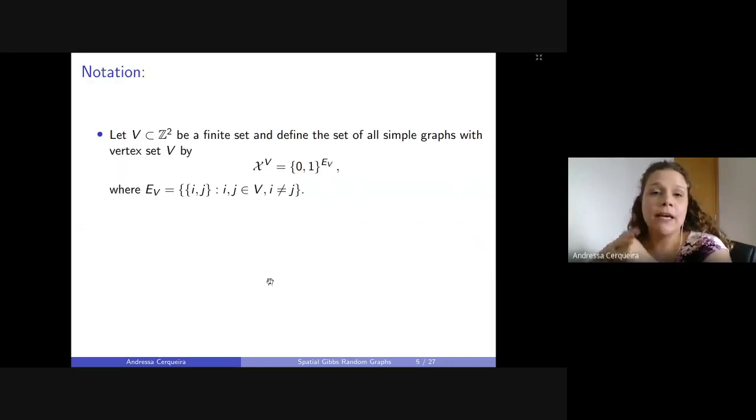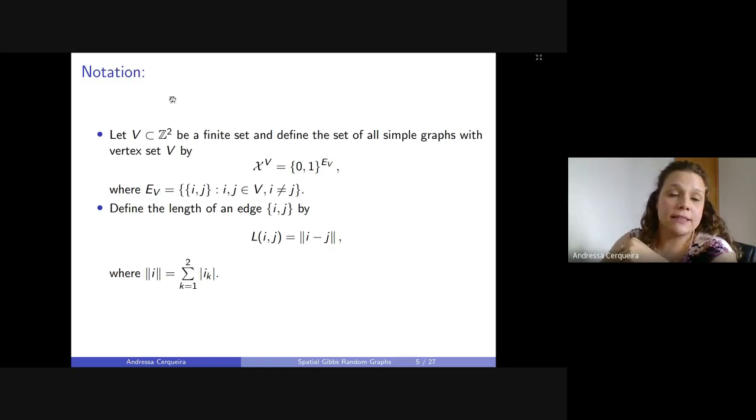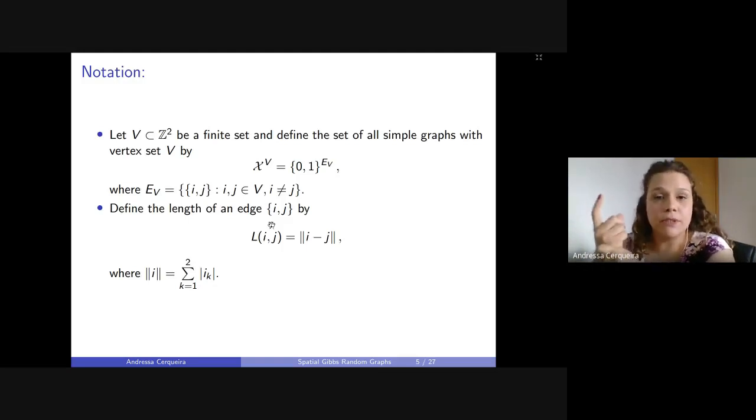Now I would like to take into account the distance between vertices, so my vertices should be in a metric space. Here I'm going to consider Z2. V will be the set of vertices of the graph, and it will be a finite subset of Z2. Here is just a notation for all possible graphs that I have in this space, all possible graphs with vertex set V. And now we need to define the length of the edge. For an edge between i and j, we are going to define the distance between them: if I take vertex i and vertex j with an edge between them, I call this the distance between these two vertices. I just use the L1 norm to define this distance here.